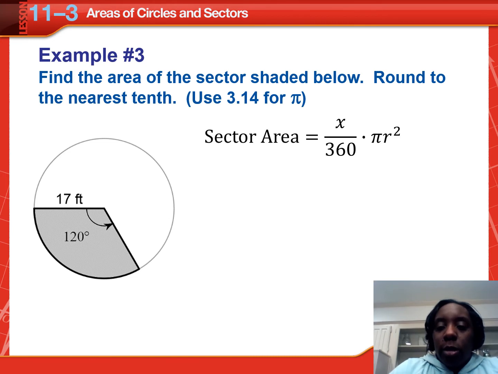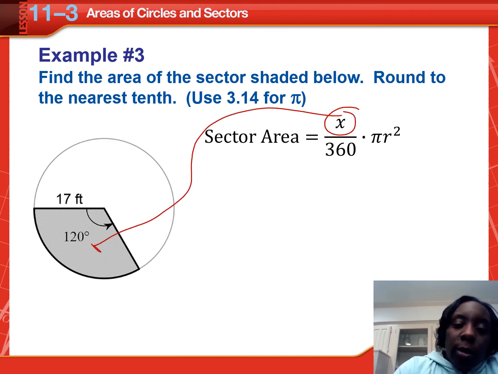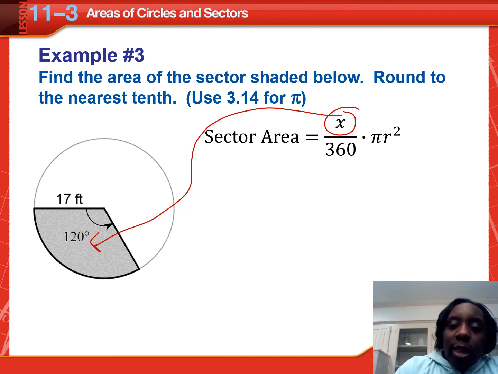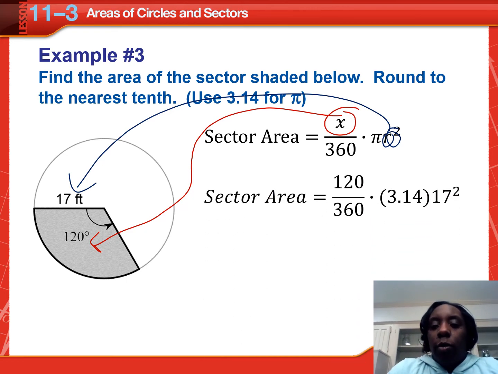So let's look at the formula. We have x over 360 times pi r squared. So x is still here, okay? That is x, 120 degrees of my circle. So that's where I'm going to substitute. My radius, let's use a different color, is the 17. So when I substitute, I have 120 over 360 times 3.14 times 17 to the second power.